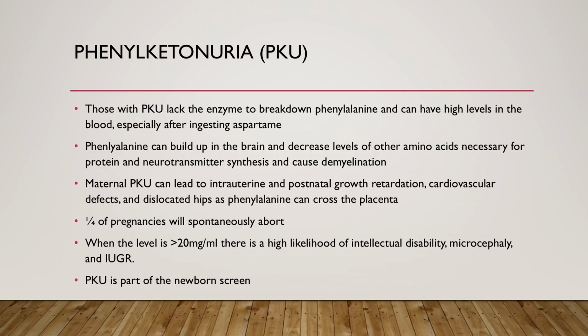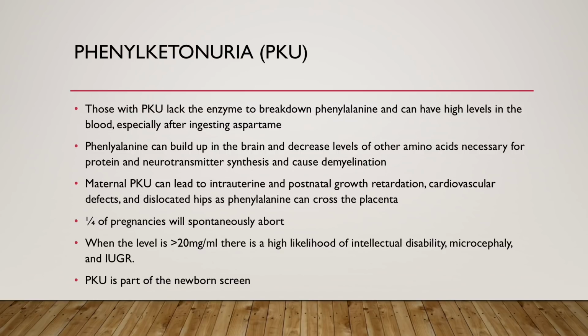Phenylketonuria, or otherwise known as PKU, is also another test favorite. PKU presents in women who lack the enzyme to break down phenylalanine and can have high levels in their blood, especially after ingesting artificial sugar, otherwise known as aspartame. So phenylalanine can build up in the brain and decrease levels of other amino acids that are necessary for protein and neurotransmitter synthesis, and can also cause demyelination. Maternal PKU can lead to intrauterine and postnatal growth retardation, cardiovascular defects, and dislocated hips.